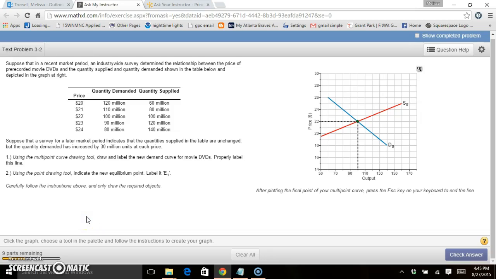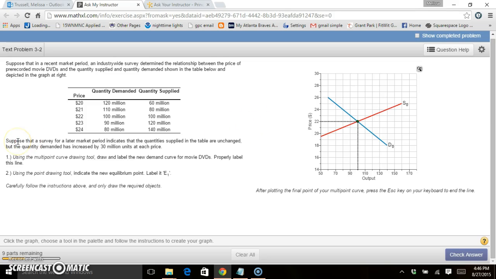This is text problem 3-2 from chapter 3. And we're told in the table here the price, quantity demanded, and quantity supplied of pre-recorded movie DVDs. It tells us, suppose that in a recent market period, the industry-wide survey determined the relationship between the price of the pre-recorded DVDs and the quantity supplied and quantity demanded, shown in the table below, and depicted in the graph to the right. So this is our supply and demand for these DVDs in the market period that was surveyed.